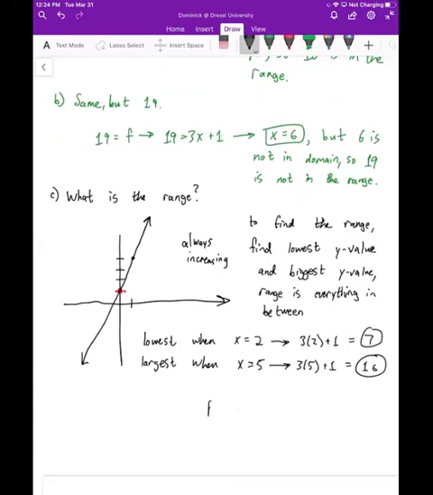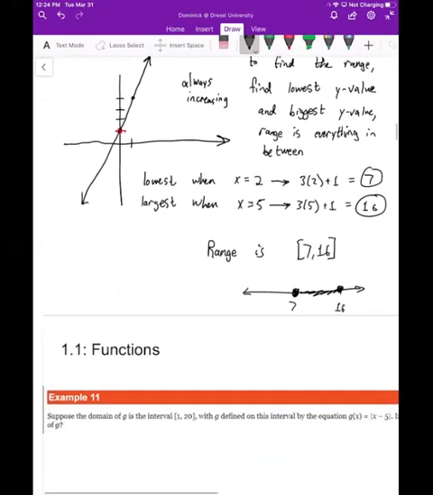So then our range is 7 to 16. That's in interval notation. If you wanted to see it on a number line, it's all the numbers between 7 and 16, something like that. So that's a basic example of finding the range.